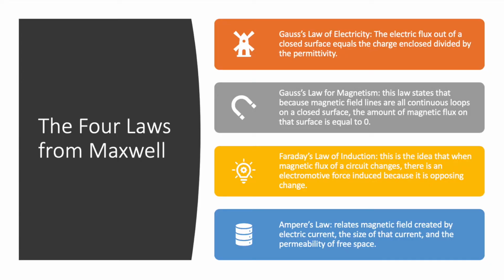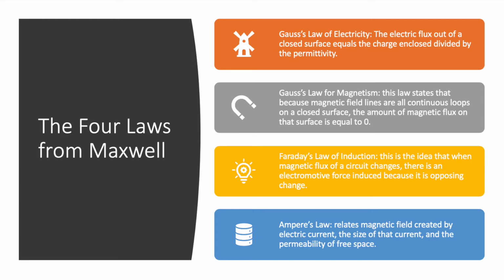The 4 laws that he studied were Gauss's law of electricity, Gauss's law for magnetism, Faraday's law of induction, and Ampere's law. So Gauss's law of electricity says that the electric flux out of a closed surface equals the charge enclosed divided by the permittivity. Electric flux through a surface's area is the rate of flow of electric field through that area times the area of the surface perpendicular to the field.